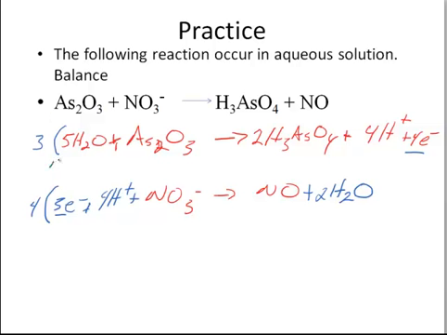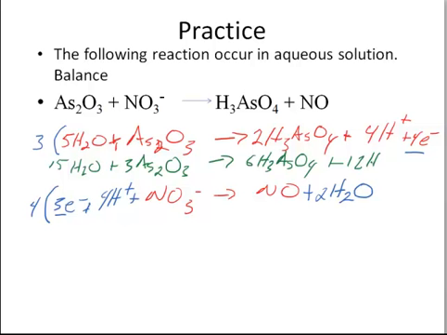So that gives me 15 waters, 3, I don't even know what that's called, arsenic oxide, 6 H3AsO4, 12 H plus, and 12 electrons.